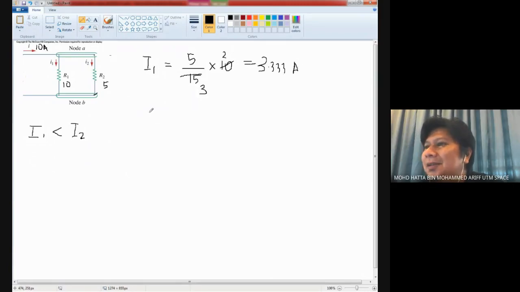Okay, if I try to find I2, I'm looking at the other resistor, on the left hand side, R1, the opposite resistor. Put it as my numerator, and the denominator is the summation of those two resistors, times again 10. So here, divide by 5 is 2, divide by 5 is 3. 10 divided by 3 is 3.33, times 2 is around 6.666 ampere.